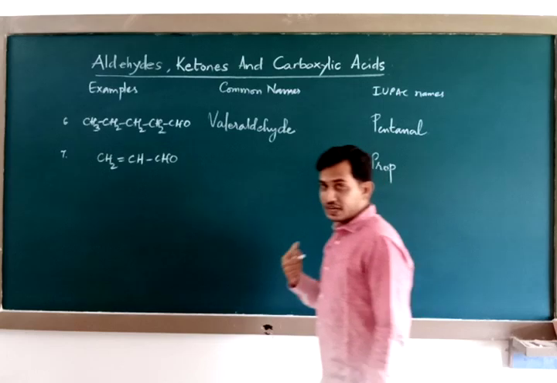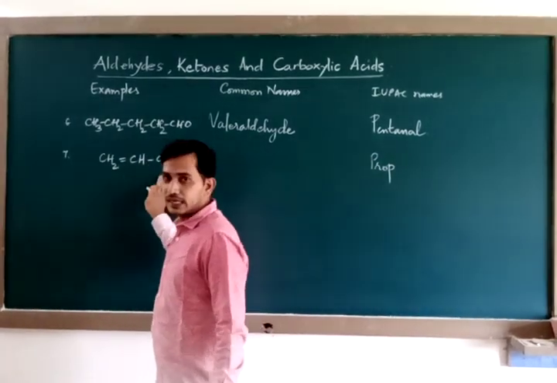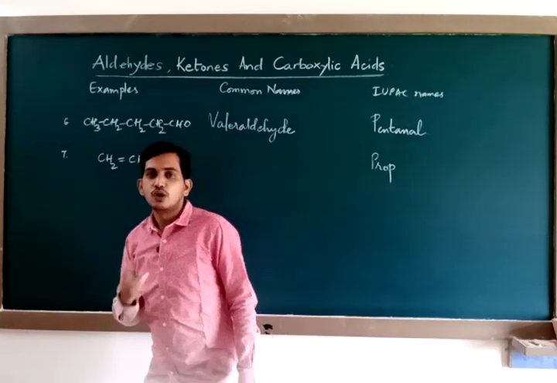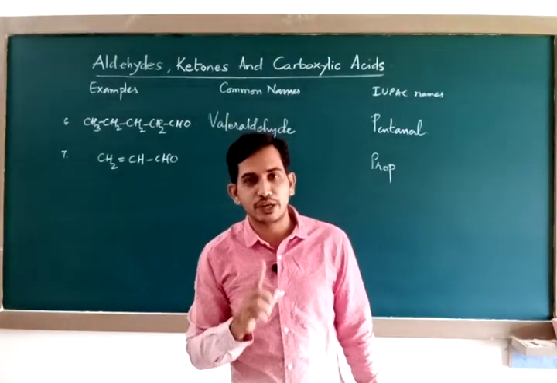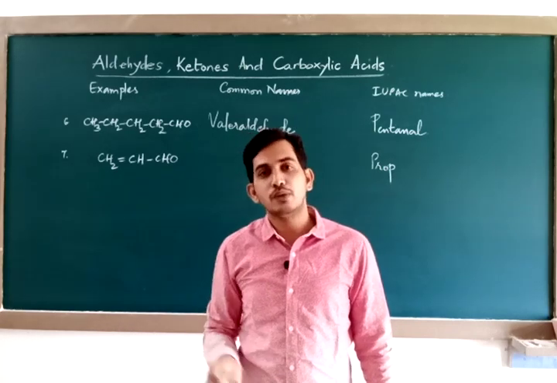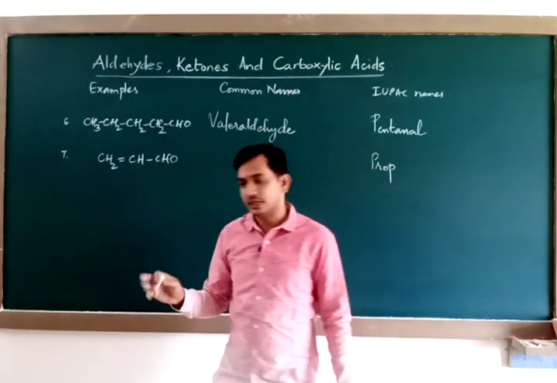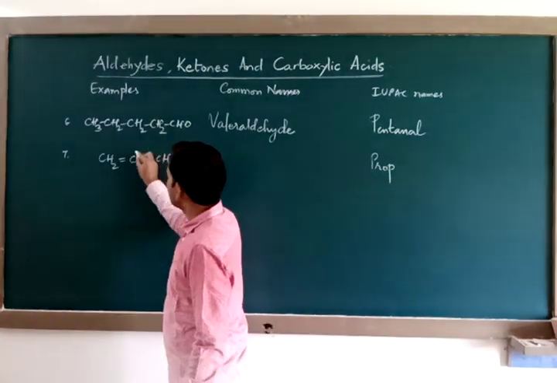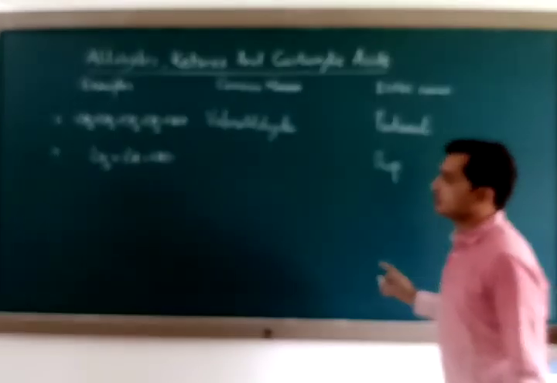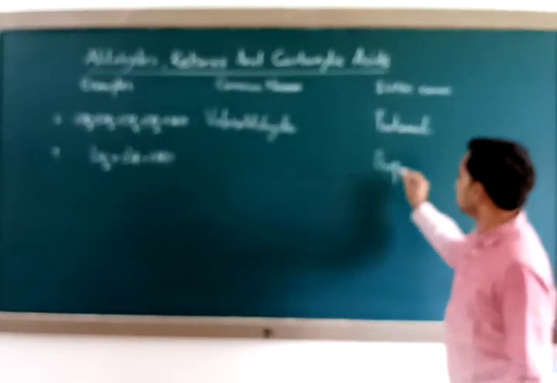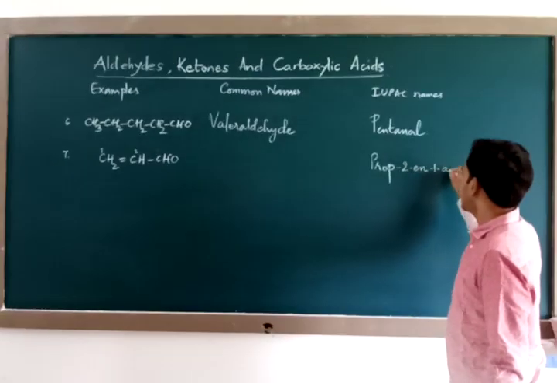Now, begin numbering. Some of you will get confused. Sir, there is double bond as well as aldehyde. Who should be given preference? Always remember, functional groups come first in priority, followed by multiple bonds, then come substituents like alkyl groups and others. So begin numbering from here. So how do you name? Prop. The double bond begins at second carbon, therefore prop-2-ene-1-al.